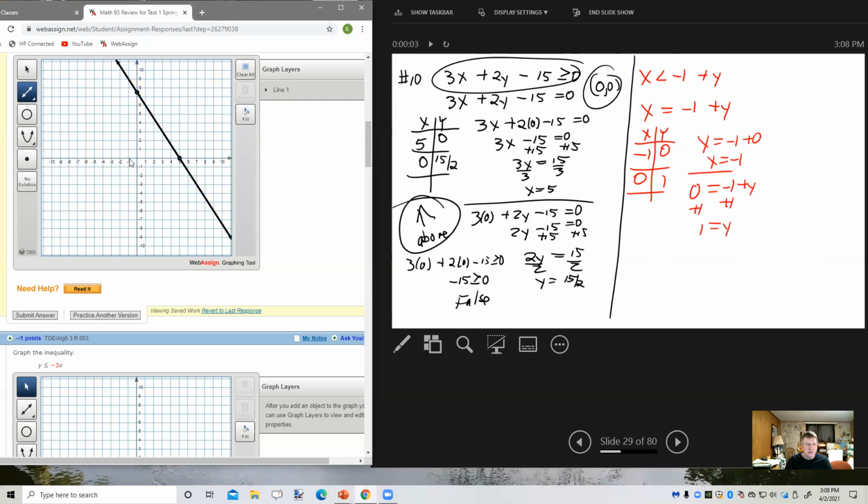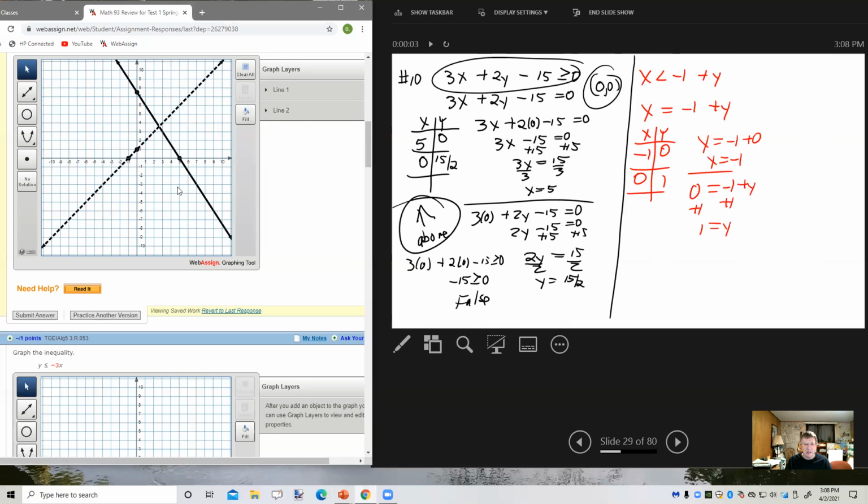Negative 1, 0, 0, 1. Oops. That's not what I wanted. I wanted this one. Negative 1, 0, 0, 1. Ah, this one does not include equals. So it's going to be a dashed line.